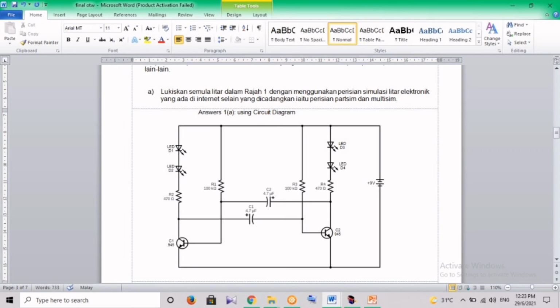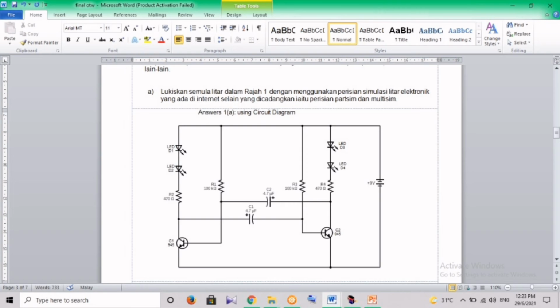So when it arrives at LED, what is LED? LED is light emitting diode. It is a semiconductor light source that emits light when current flows through it. That is the reason why when the current arrives at the LED, it will light up. We can see the light from the LED.